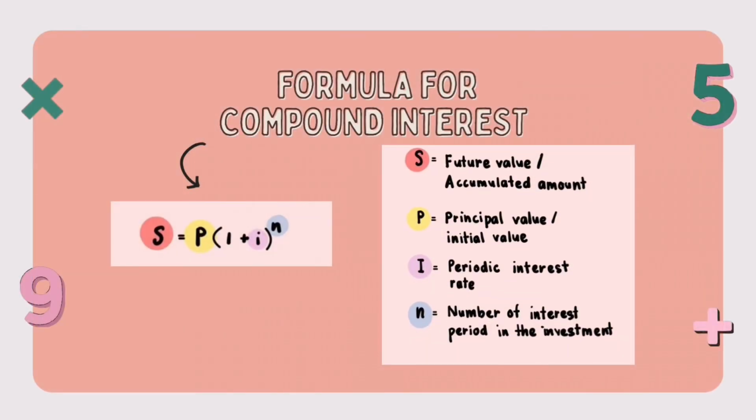This is the formula for compound interest. S equal to P in bracket 1 plus I in the power of n, where S is the future value or accumulated amount, P is principal value or initial value, I is periodic interest rate, N is number of interest period in the investment period.